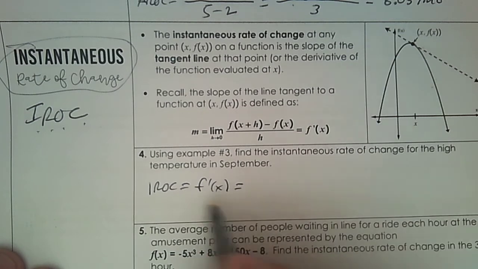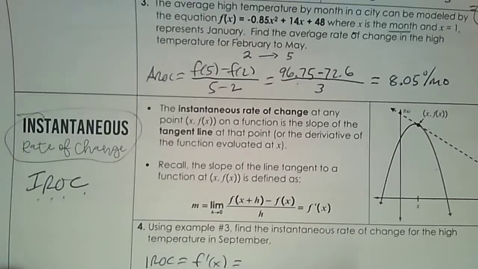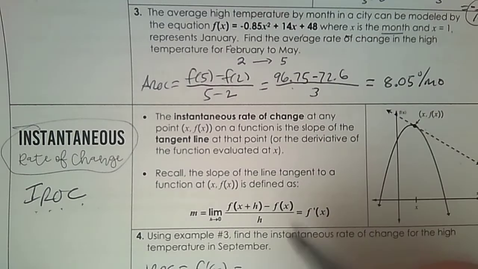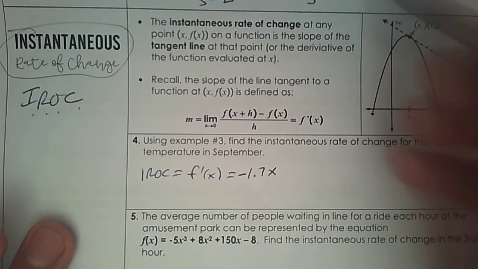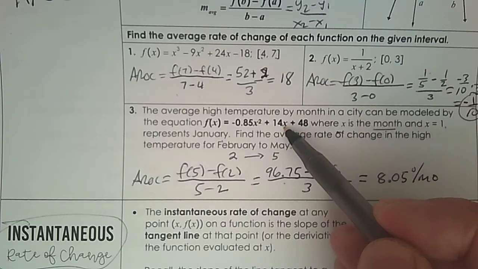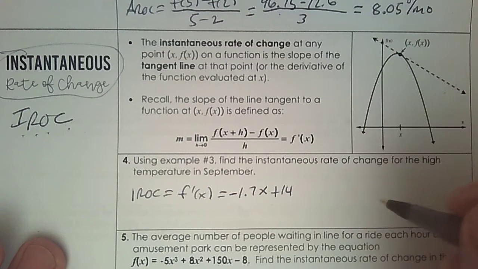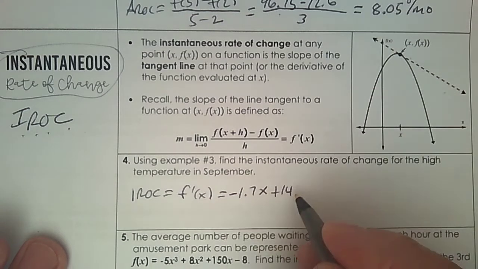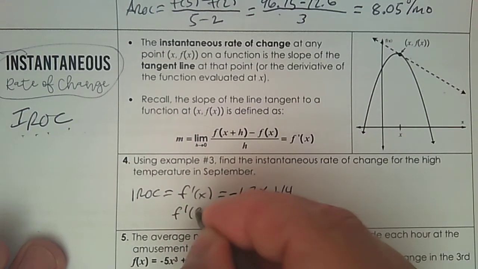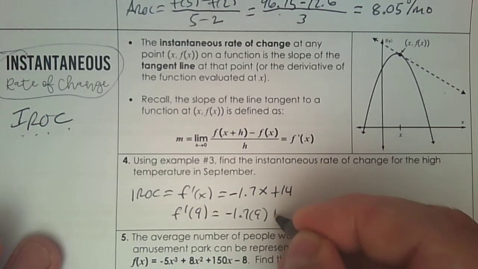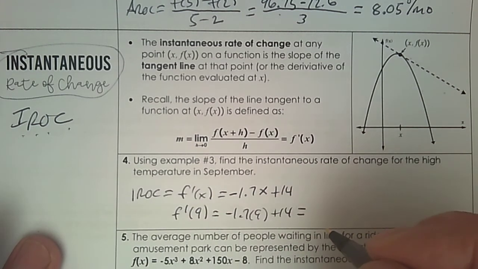So first I'm going to find the derivative. If I remember the power rule, it's going to be 2 times negative 0.85. That's negative 1.7. Then subtract 1 from the exponent. Then 14x, the derivative of 14x is 14. And then the derivative of 48 is 0. So there's the derivative. Then for September, we know that's the 9th month, so we're going to plug in 9, and then it will tell me the instantaneous rate of change.